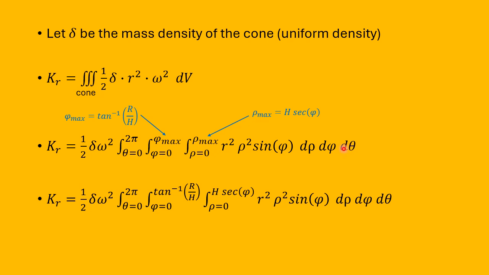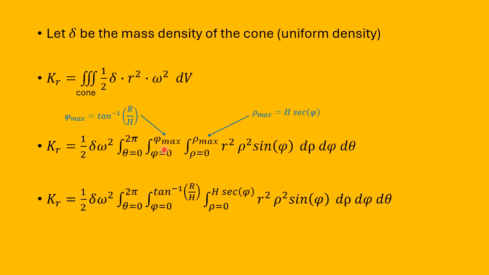Let's remember what's happening here. First of all, r is squared, and we have it here. The omega squared is right here. The delta is here. The factor of 1/2 is here. And for dV, dV was rho squared sine phi d rho d phi d theta. This was the transformation we had from volumes in rectangular coordinates to volumes in spherical coordinates.